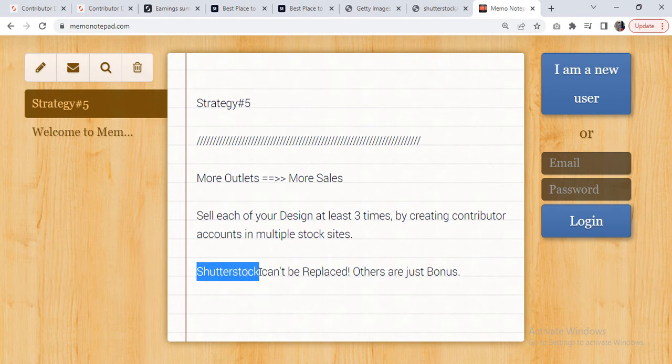But then we should not restrict ourselves to Shutterstock. Once we are done with selling and uploading something to our Shutterstock contributor account, we should sell the same designs to some other websites as well.